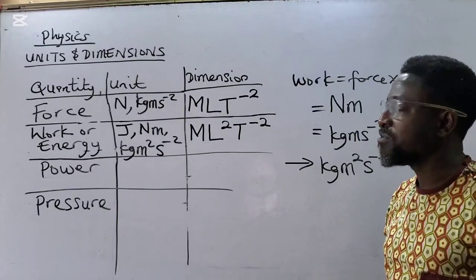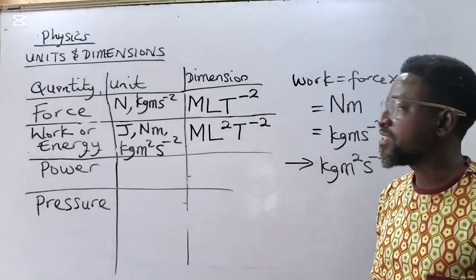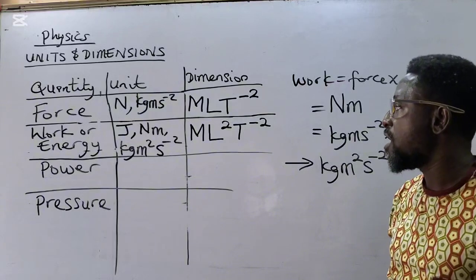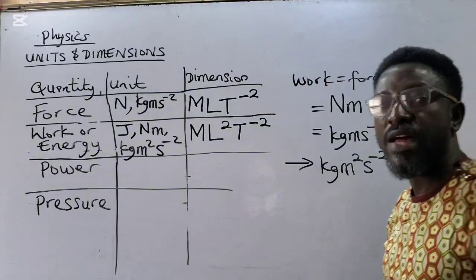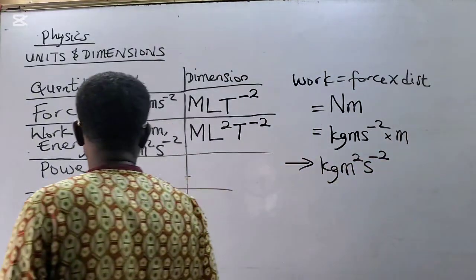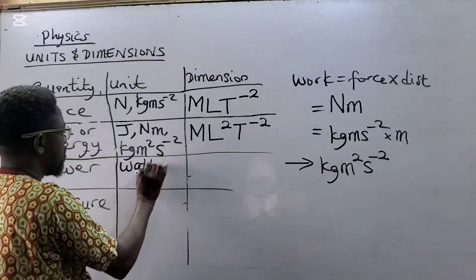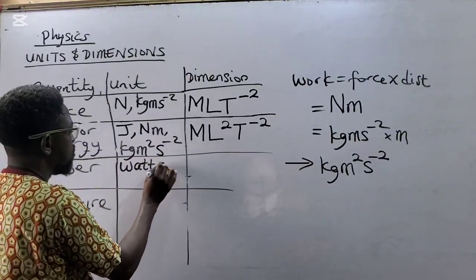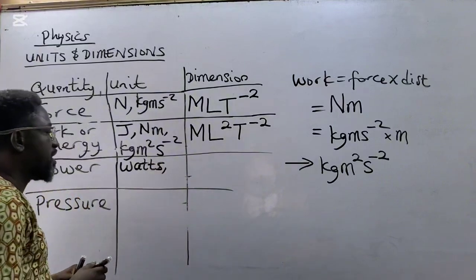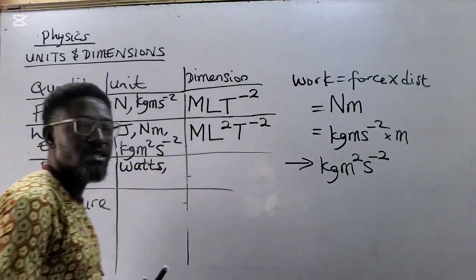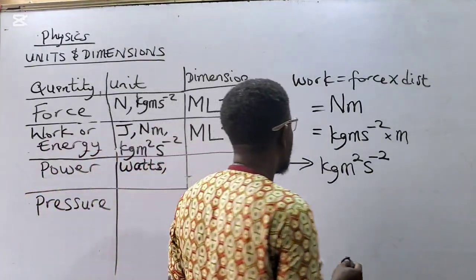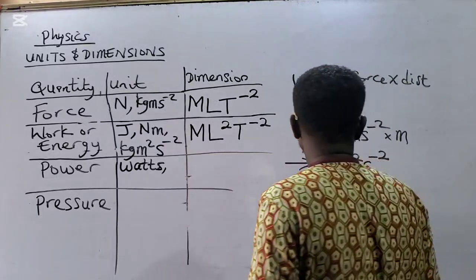The next one is power. Let's get the dimension of power. First of all, you know that the unit of power is the watt. So now we need to get an equivalent unit to the watt.